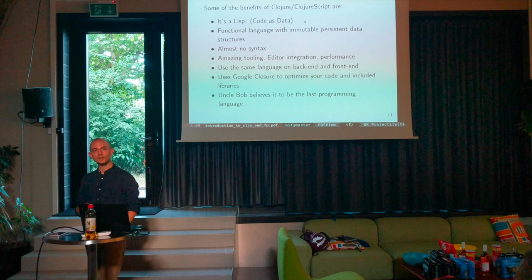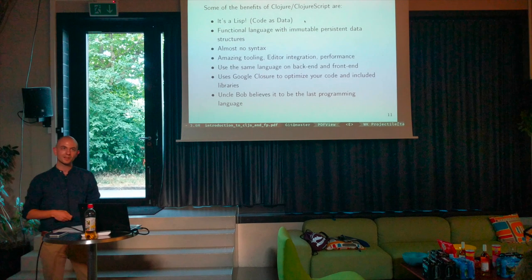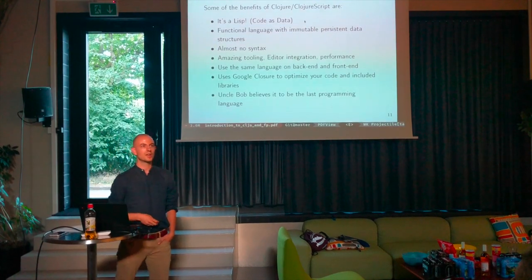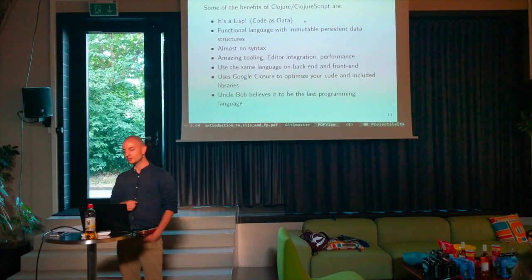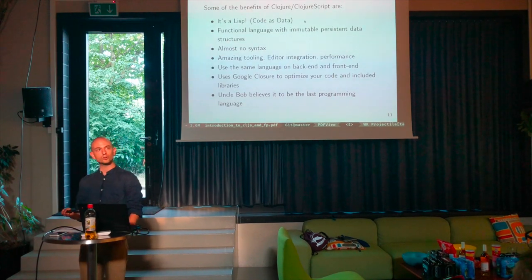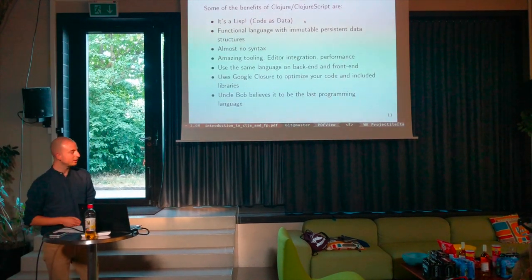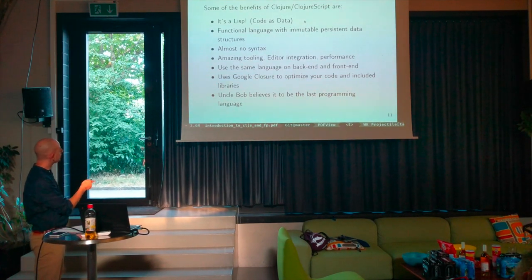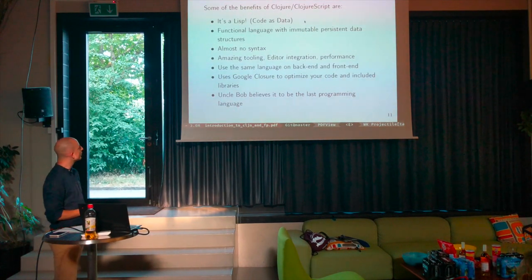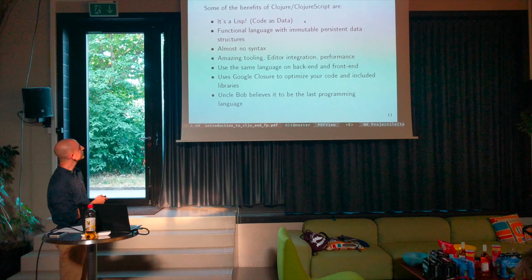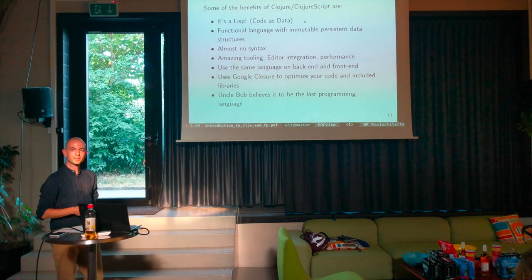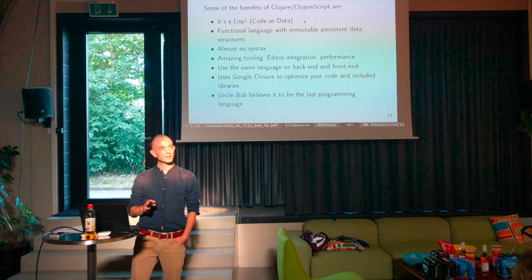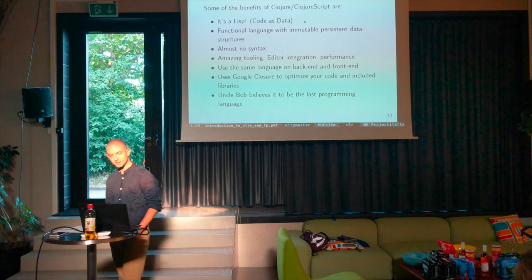Well, what does Clojure provide? It's first of all a functional language, and it has immutable persistent data structures. So inherently, I cannot write code like the one that I've just shown you. It's impossible. It will not accept it. Since it's a Lisp, it has very little syntax. You know this already, probably. It has great tooling, so all the things that are good about IDEs, you can have it. You can use the same language in the front and in the back end.